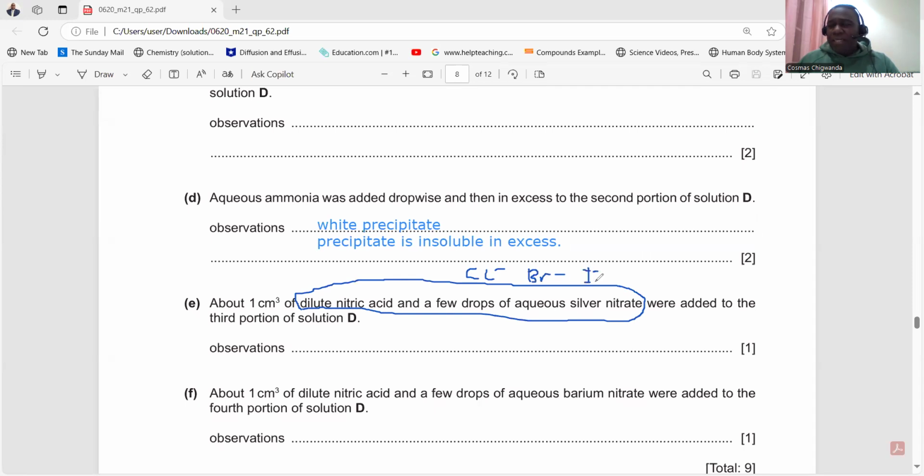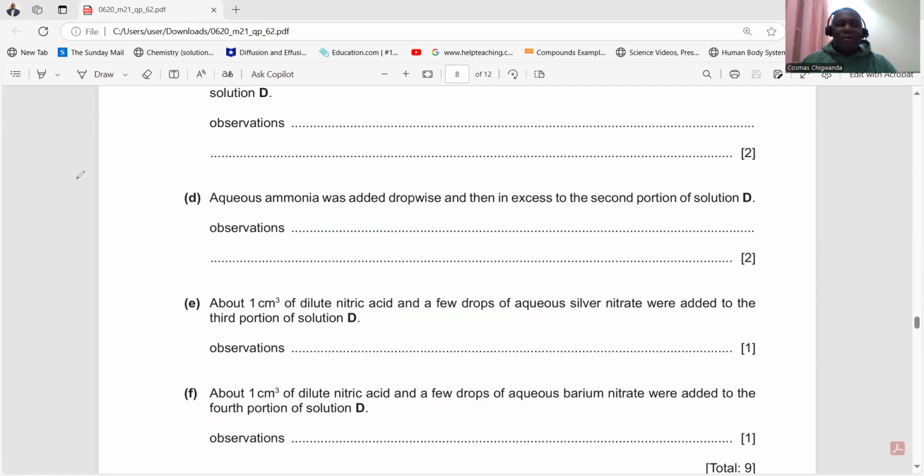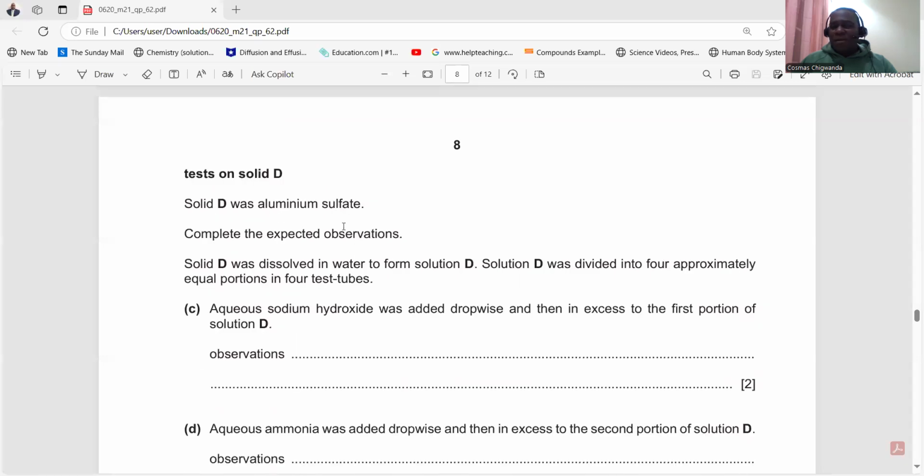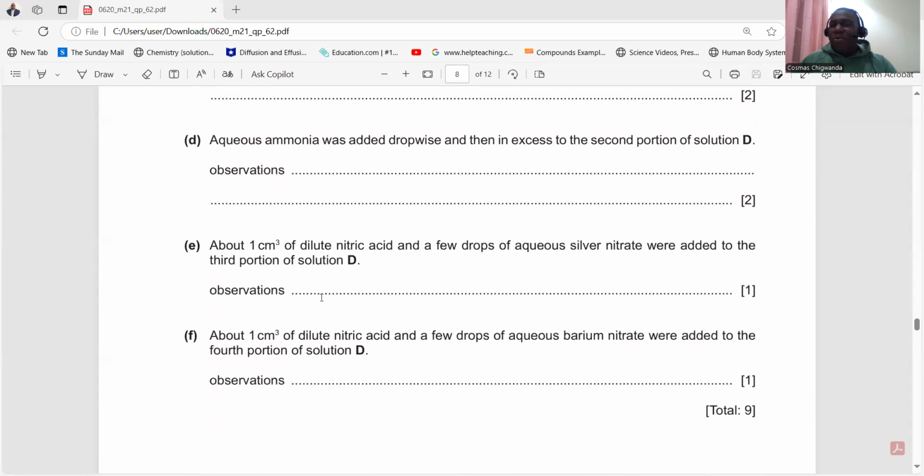They have different precipitates here. The precipitate produced here will be white precipitate, cream precipitate, yellow precipitate, okay? As long as you have these, what you're looking for is halide. But because we have been told the nature of our solid here, the examiner actually told us the nature of the solid that we have. Our solid is aluminum sulfate, but now we are looking for chloride.